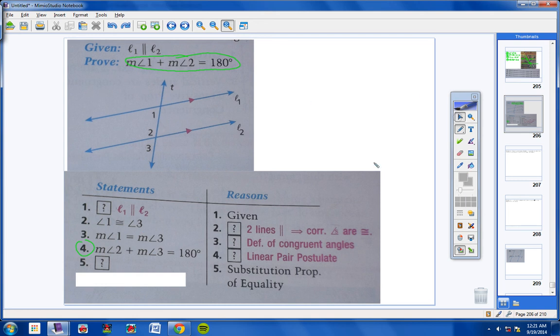And so what we have written over here is the measure of angle 1 plus the measure of angle 2 equals 180. And what substitution did they do? Well, look right here, students. The measure of angle 1 equals the measure of angle 3. So they dropped the 3 and they put the measure of angle 1. So instead of 2 plus 3, they have 2 plus 1. And there we go. Okay, substitution property of equality. I hope that makes sense.